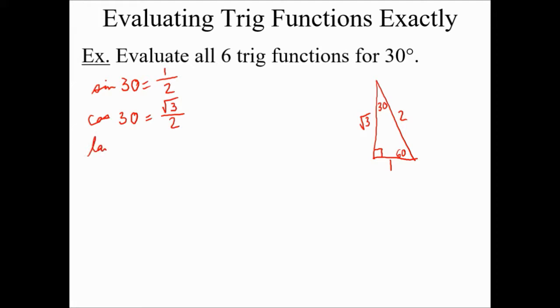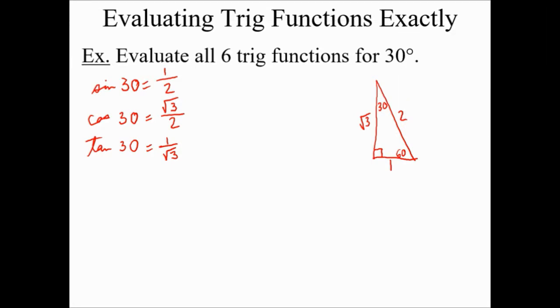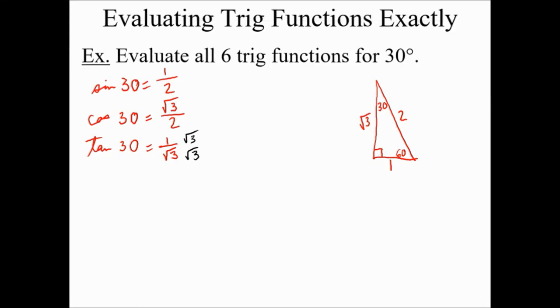For tangent of 30, opposite over adjacent, so that'd be 1 over radical 3. We want to simplify this. We remember we can't have any radicals on the bottom. So I'm going to multiply top and bottom by that radical we don't want. So multiply top and bottom by radical 3. So the top is radical 3. On the bottom, radical 3 times radical 3 is 3. Okay, so there's sine, cosine, tangent.